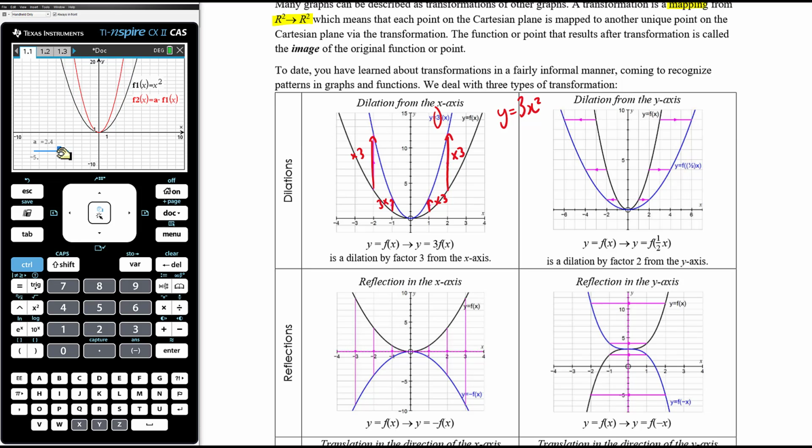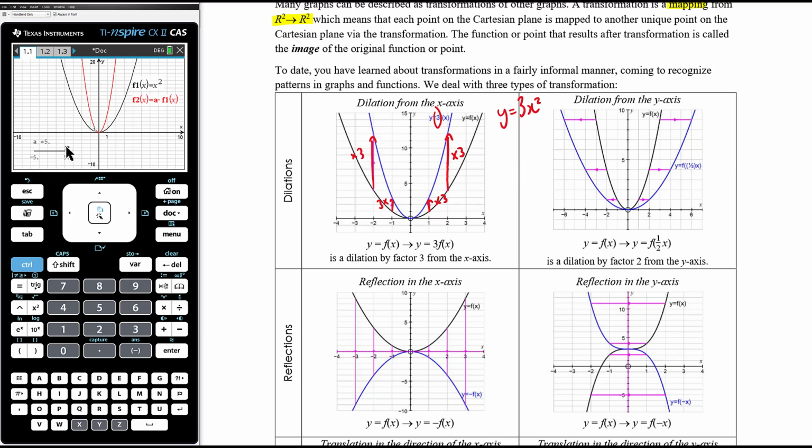What's happening is that the graph is being stretched by a factor of, in this case, 5, so this is 5x squared. We can see that there was a point here at (1, 1), and now on this graph there's a point at (1, 5). So the y values have all been multiplied by 5. The point that was at (2, 4) would now be at (2, 20), so that's right up the top here. So it's been multiplied by a factor of 5 away from the x-axis.